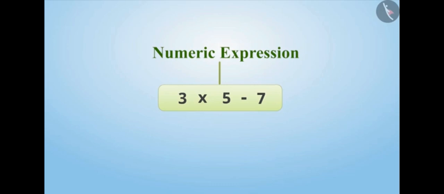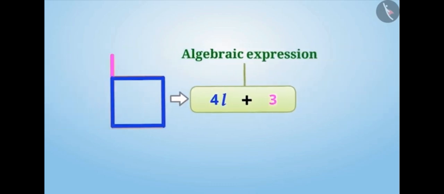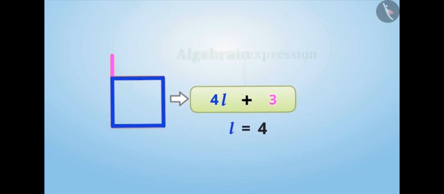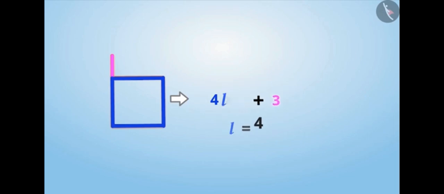But when we talk of variables, then their values are not fixed. And so for this reason, their values cannot be obtained. But one point here is definite, that if the value of the variable is given, then the value of the algebraic expression can also be obtained. For example, if the measure L is 4 centimeters, then we can substitute this value in the algebraic expression and solve it. This will give us the length of the wire as 19 centimeters.